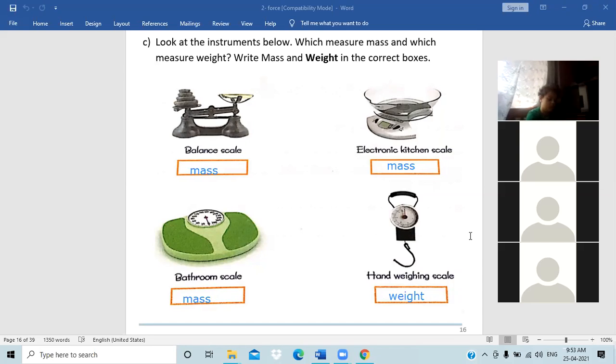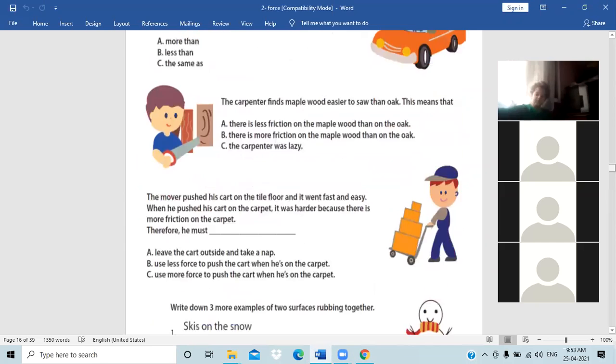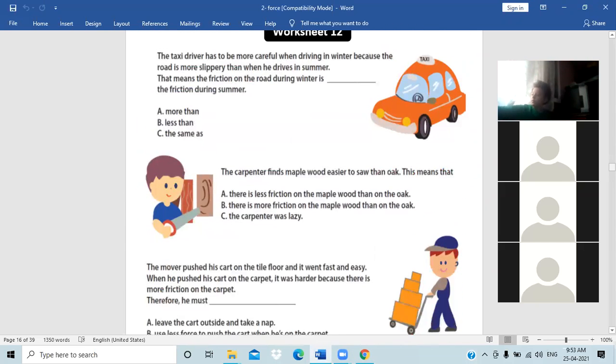Okay. All right. So now let's go to the next page, which is page 18. I want you to open page 18. Page 18. Please mute your mic, Mu'mina.